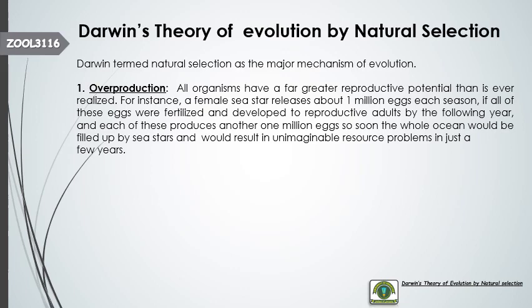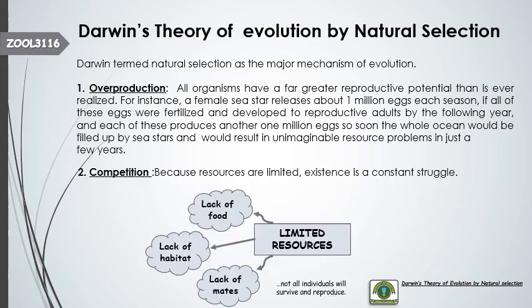There is a potential in an organism to produce many more offspring, but nature selects, or the available resources select, how many organisms will survive and develop into reproductive adults.